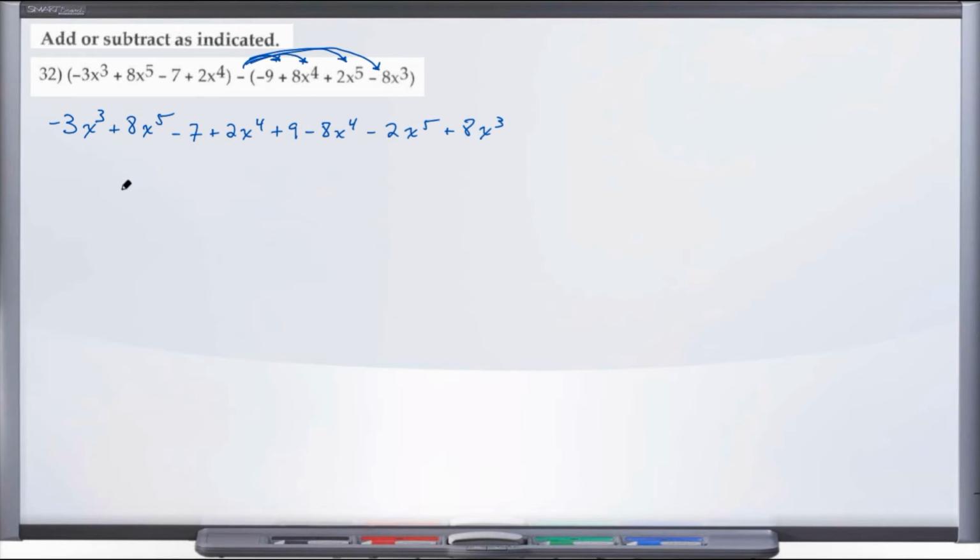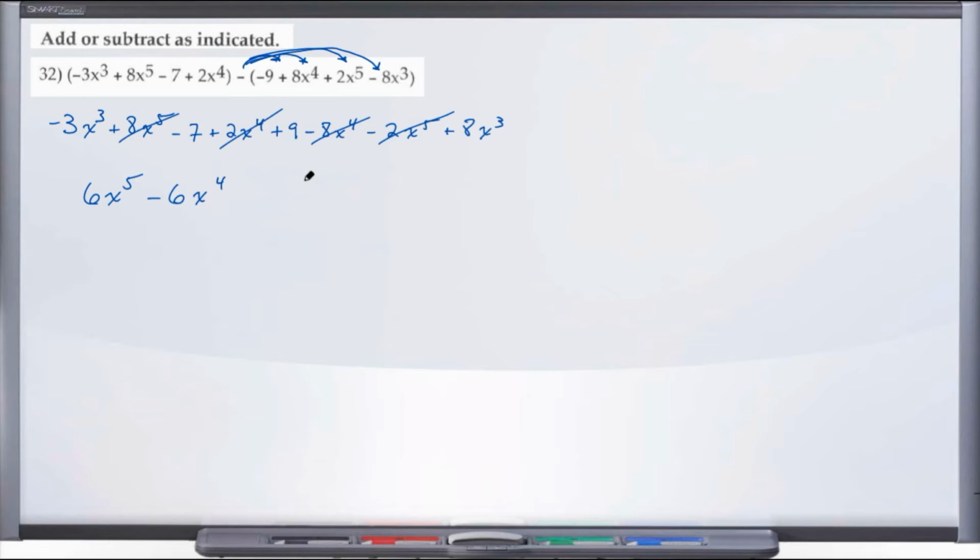Let's go ahead and combine like terms where we can. And let's start with the highest degree. And it looks like the highest degree we have is a 5. So I see 8x to the fifth, which is positive, and then a minus 2x to the fifth. Well, 8x to the fifth minus 2x to the fifth gives us 6x to the fifth. And now let's cross out those two terms so we know not to use them again. And then the next degree down is going to be a fourth degree. And so I see a 2x to the fourth and a minus 8x to the fourth. So that's going to be minus 6x to the fourth, because 2 minus 8 gives us that negative 6.